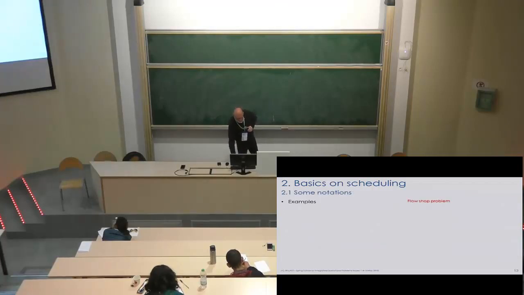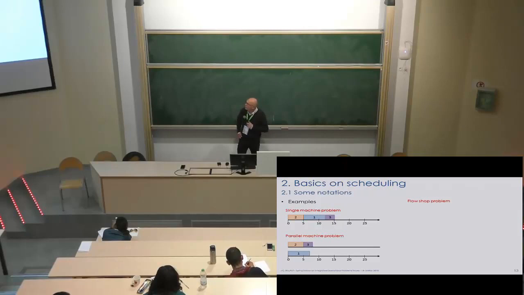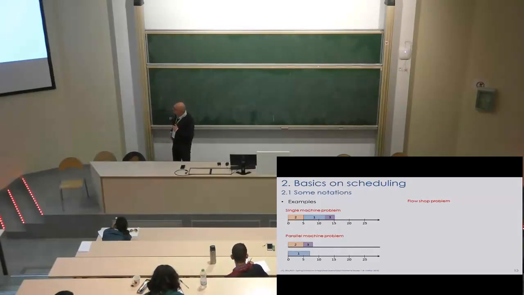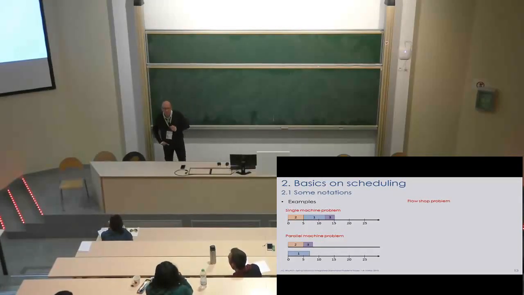Examples. This is a single machine problem. You have only one machine with 3 jobs. 2, 1, and 3 is the sequence. Just to illustrate. Parallel machine problems: we have 2 machines, M1 and M2. I didn't put the name of the machine, but anyway. On one machine you have jobs 2 and 3. On the second machine you have job 1. Here you can see that the jobs are independent. One job is one operation.